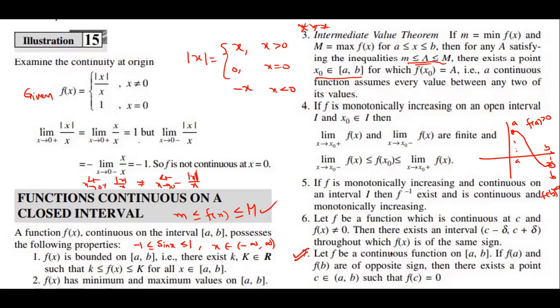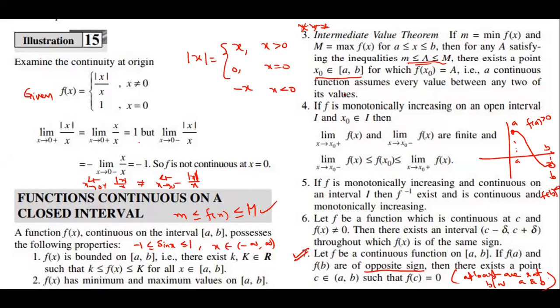Then both the C, seventh one is what? Let f be a continuous function. f of A and f of B are of opposite sign. Then there exists a point C between A and B such that f of C is equal to 0. What do you mean? There exists at least one root between A and B. If f of A and f of B are of opposite sign, then there exists at least one root between A and B, one real root.